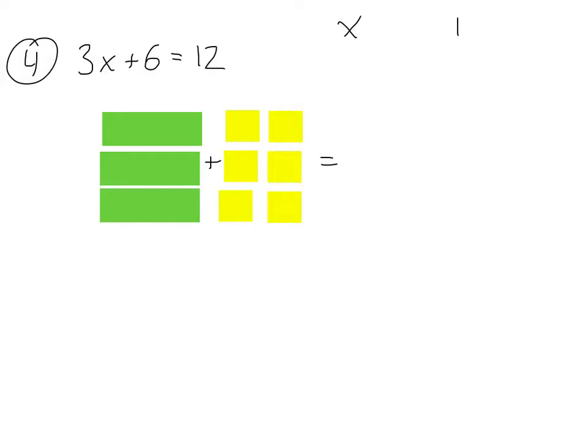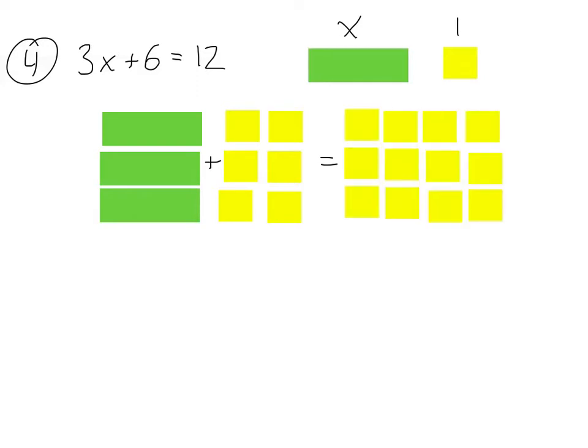There you go. So before we move on to the second part, just make sure you're clear. Each one of these greens is worth x, and so I'll put that back up there for your reference, and each little yellow tile is worth 1. So we have this side of the equation right here, 3 x's plus 6 ones, okay, which is the same as just saying 6. And that's equal to 12, so I'm going to put 12 yellow boxes over here. All right, just like that.